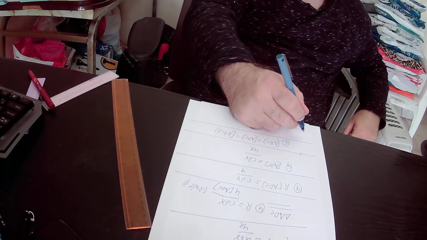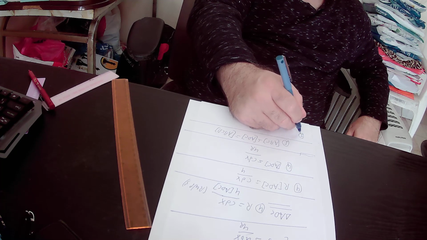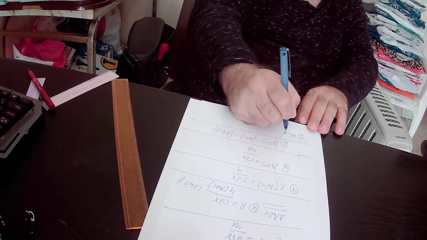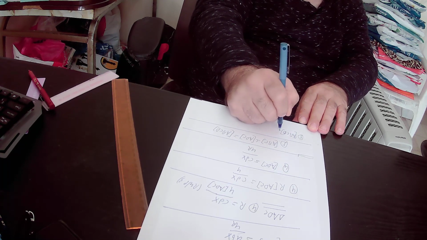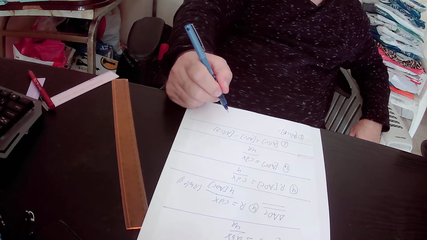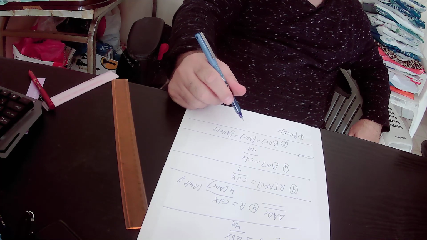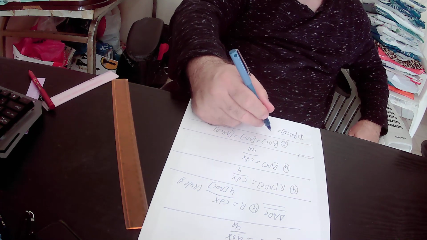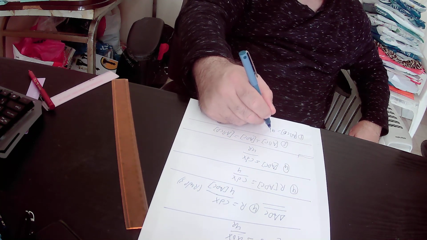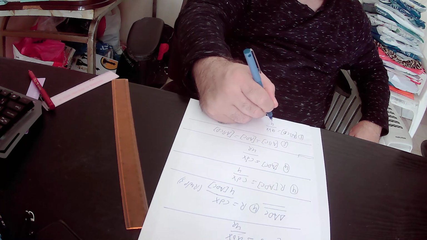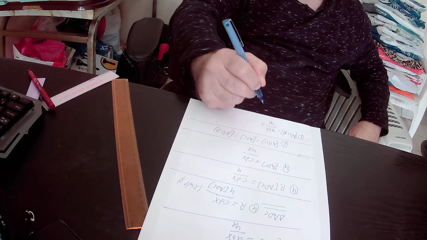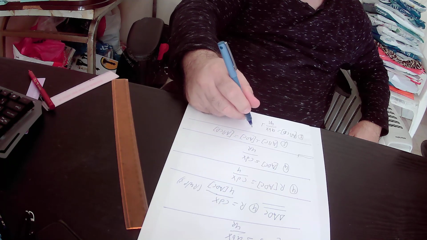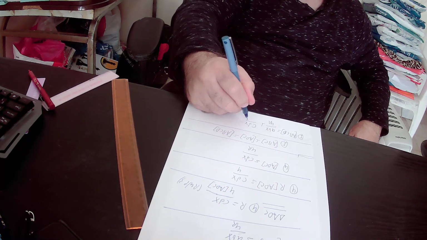So the area of quadrilateral ABCD according to equation number 1 equals the area of triangle ABC, but we've already found out that the area of triangle ABC equals ABX over 4R, plus the area of triangle ADC, but we've already found out that the area of triangle ADC equals CDX over 4R.